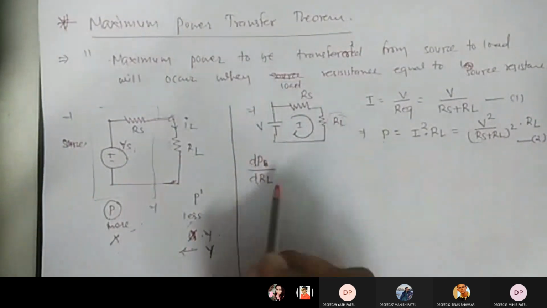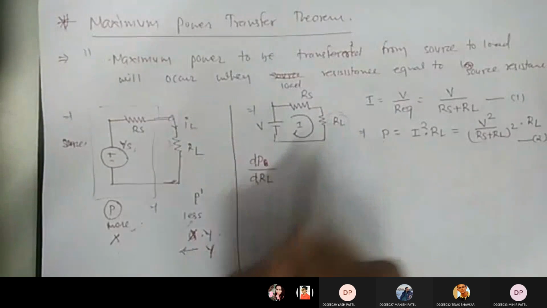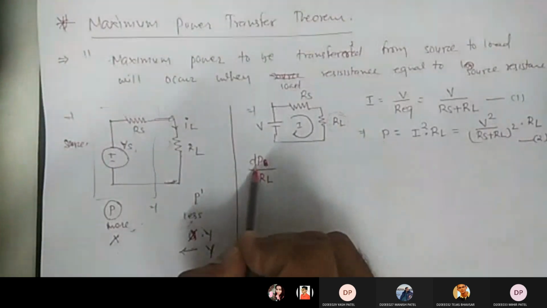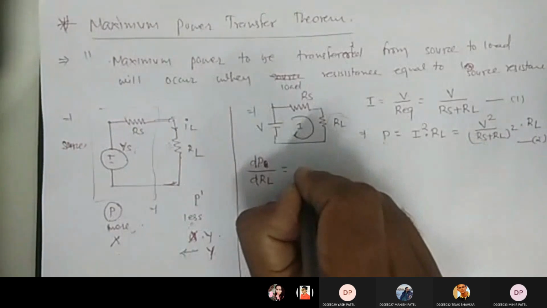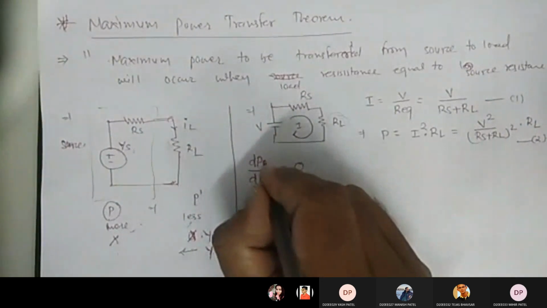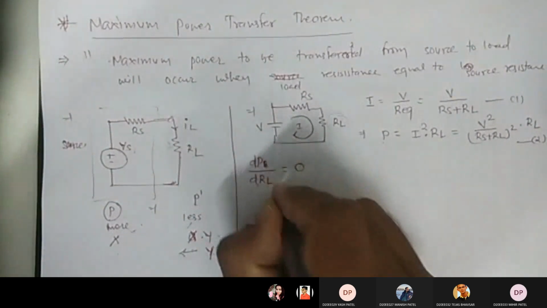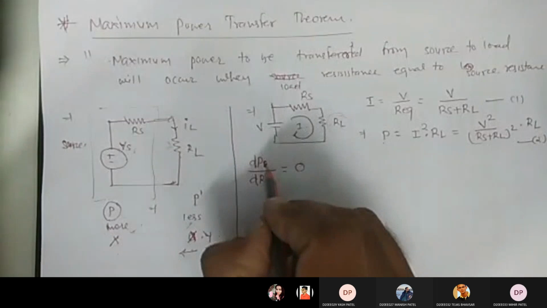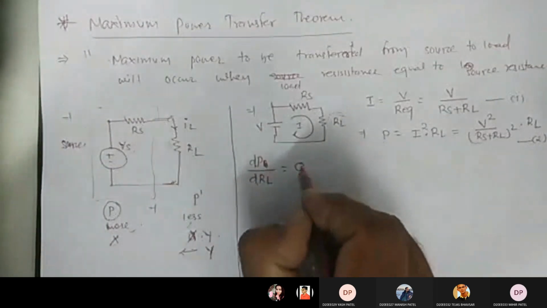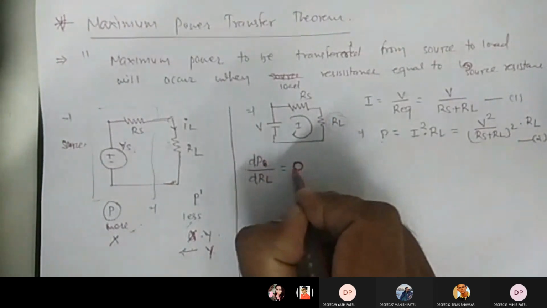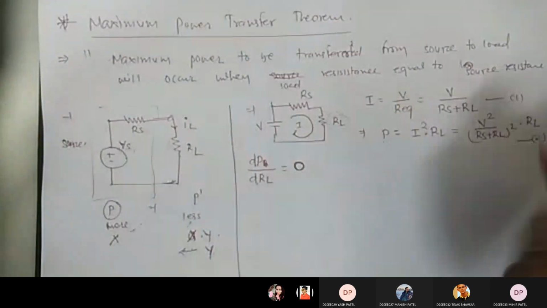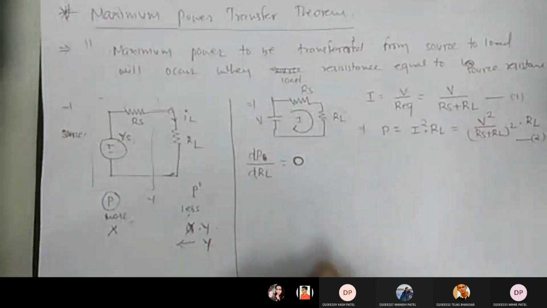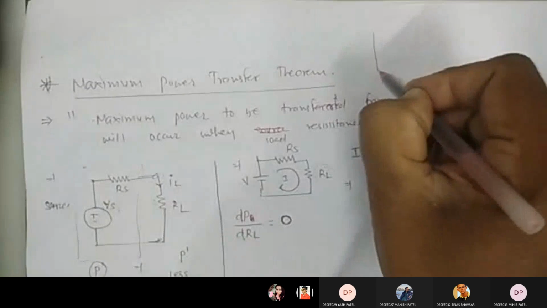If I am changing the value of RL, what will be the change in the power? So what I will do, I will take dP by dRL. This will become maximum. Whenever this becomes maximum, the rate of change of power will be 0. I am explaining with the help of this graph.